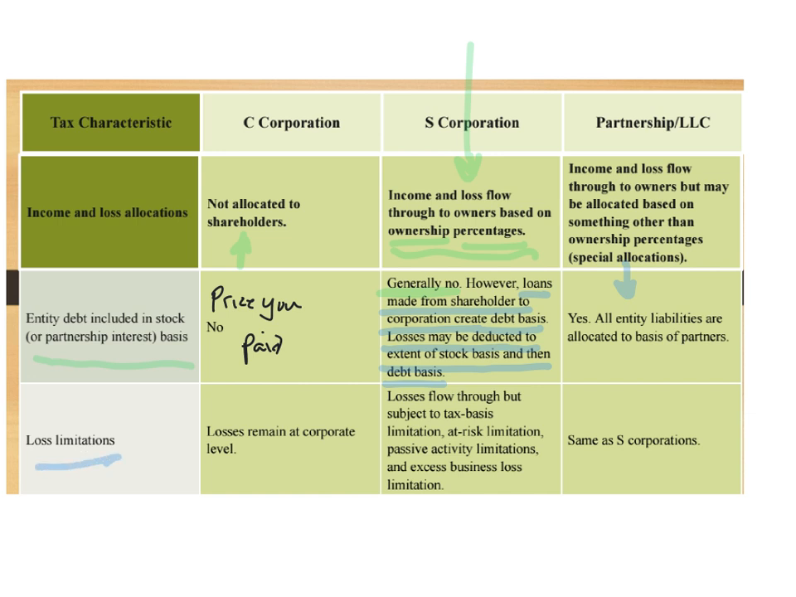And then losses. Losses obviously remain at the corporate level for a C corporation. Losses flow through, but are subject to tax basis limitations, at-risk limitations, and passive activity limitations, as well as excess business loss limitations. So the loss limitations are very similar to partnerships and LLCs. So let's do some problems that relate to these tax characteristics. I believe this is far and away the largest block of problems.